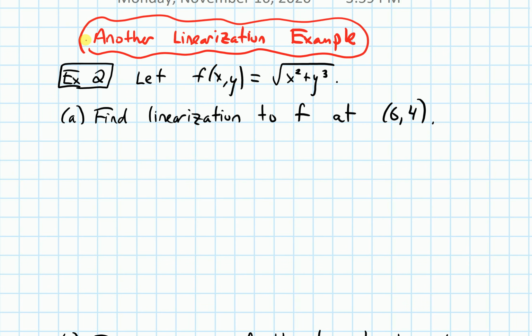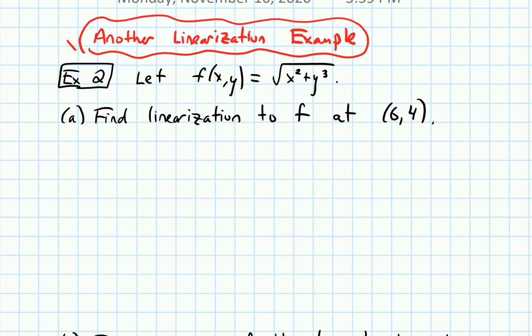In this video, we will do another linearization example. So let f of x comma y be equal to the square root of x squared plus y to the third. And in part A, let's find the linearization of f at the point 6 comma 4.